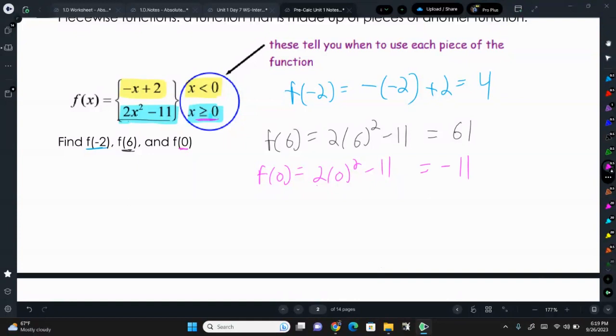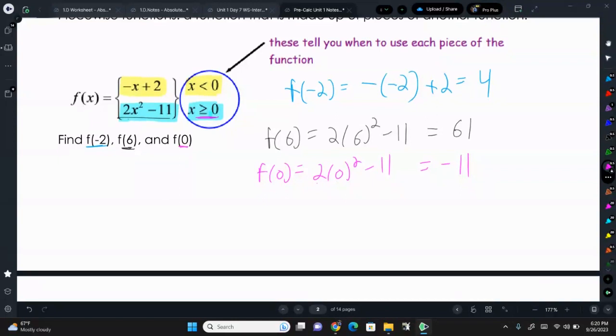So that would be our piecewise function, defined at different values. That tells you over here, like I said, which function to use for which values.